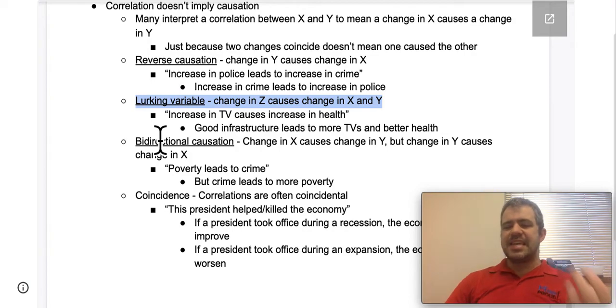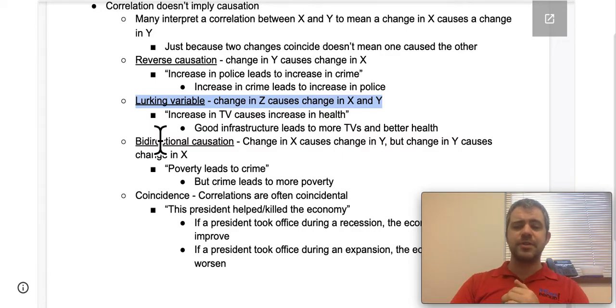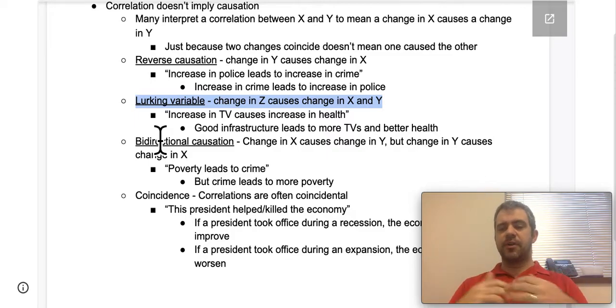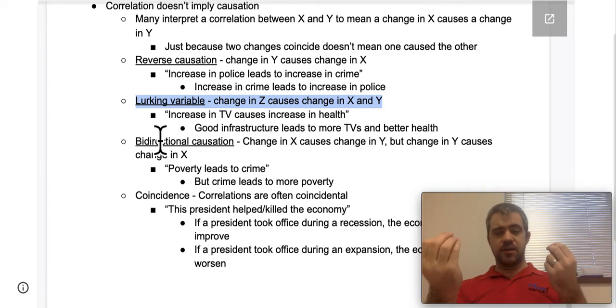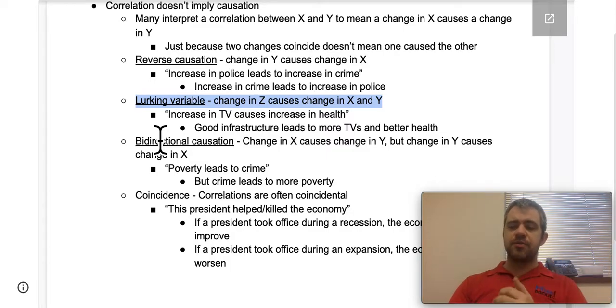Well, it turns out it's not the TV. If you have a TV, then that requires some good infrastructure. If you have good TVs, there's a decent chance you also have good plumbing and other infrastructure that you need to have television. So it's not TVs are causing good health. It's good infrastructure leads to more TVs and better health. So it's actually this third variable that's the causal factor here.